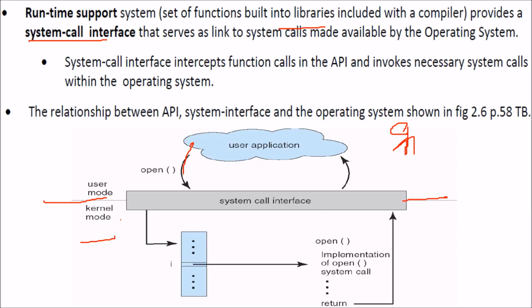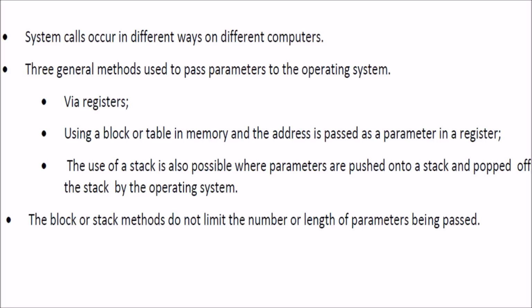Now in this kernel mode, this open has a proper function, and this is the implementation of the open system call, and this is how things work. So system calls may occur in different ways in different computers. I'm saying that different computers may have different types of system calls, and three general methods are used to pass parameters to the operating system.